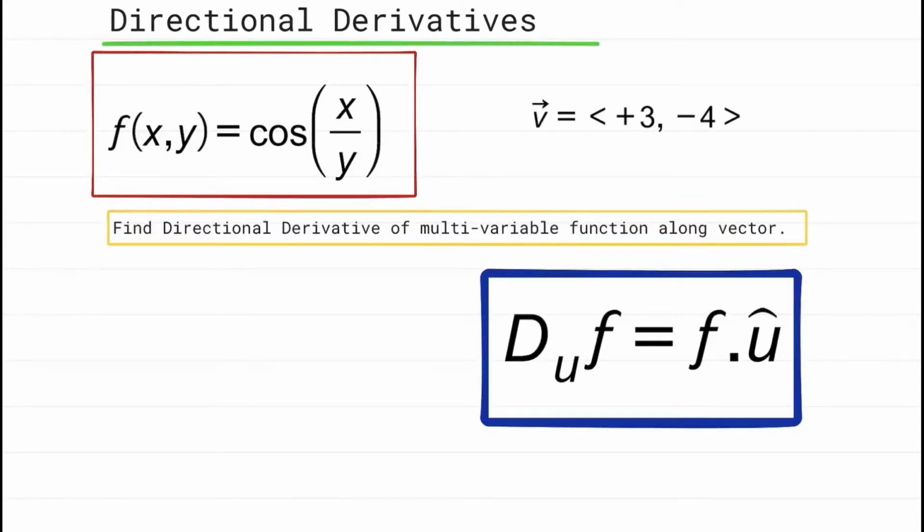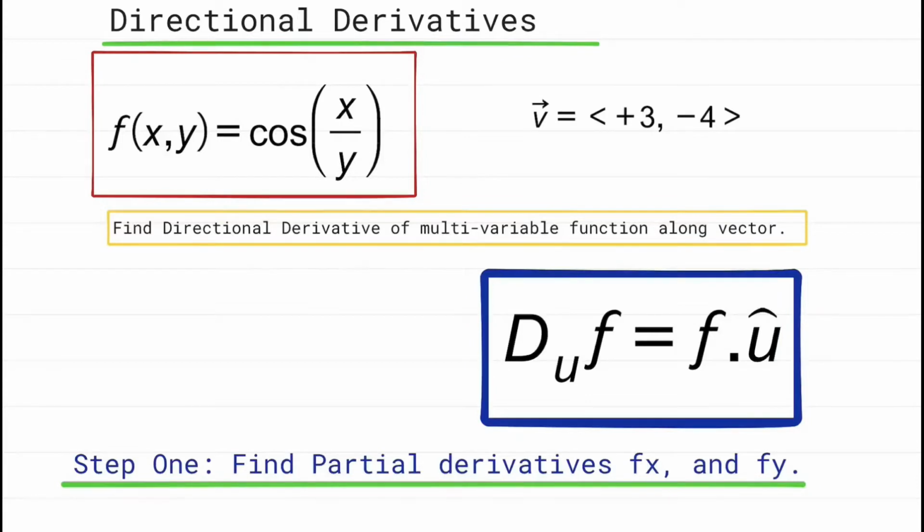Hello guys, in this example we're going to go over a concept called directional derivatives. In this problem we're prompted to find the directional derivative of a multivariable function along a vector. What's our function? Our function is f of x, y equals cosine of x divided by y. The vector is plus 3 in the x, minus 4 in the y. And this is the formula we use: the directional derivative is equal to the partial derivatives dotted with our unit vector.